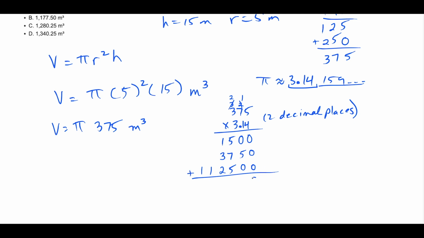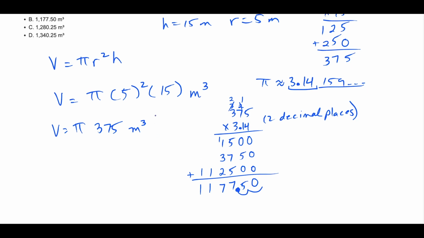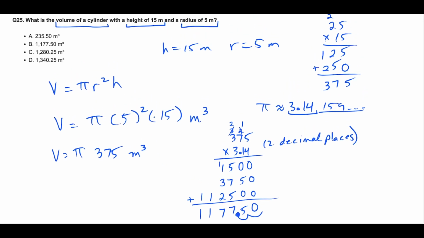We got 0 plus 0 plus 0. 0 plus 5 plus 0 is 5. You have 5 plus 7 is 12. 12 plus 5 is 17, so we're going to carry a 1. 1 plus 1 plus 3 is 5, plus 2 is another 7, and then we have a 1 here and a 1 here. But remember what we said, we ignored 2 decimal places. We did 375 times 314. So now we just have to pay those 2 decimal places back, and we're going to get 1177.50. And if we scroll back up, that's going to correspond to choice B. That's our answer to the last question.